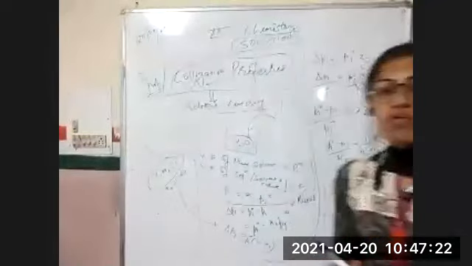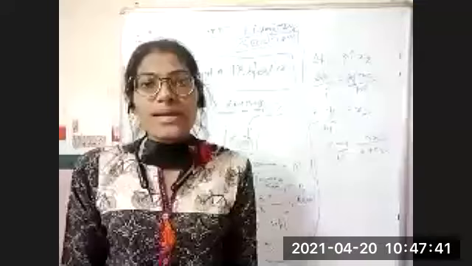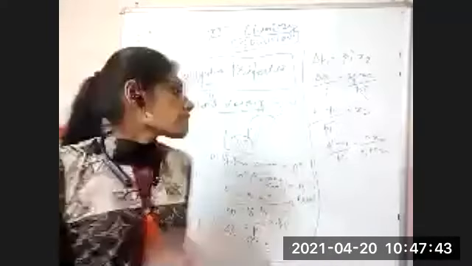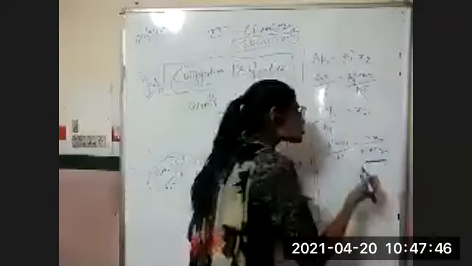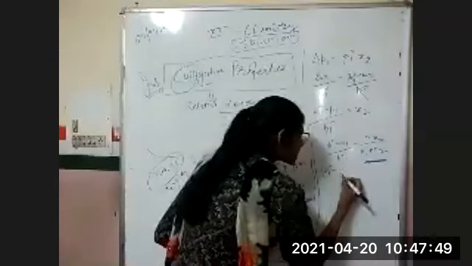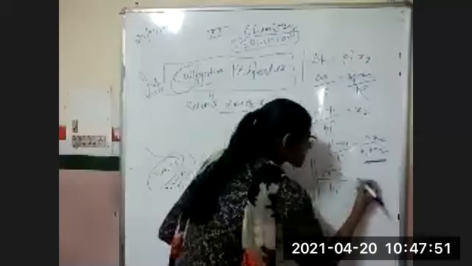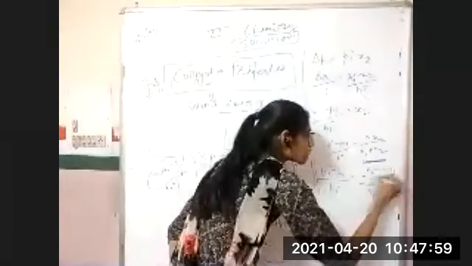Now, let us say this particular solution is so diluted that n2 is much less than n1. This situation is just to make this complex equation very simple. So just to remove the complexity, we would dilute the solution so much that we would get only P1 naught minus P1 upon P1 naught equals n2 over n1. Why is it so? Because n2 is much less than n1.